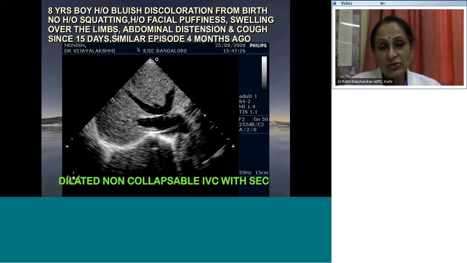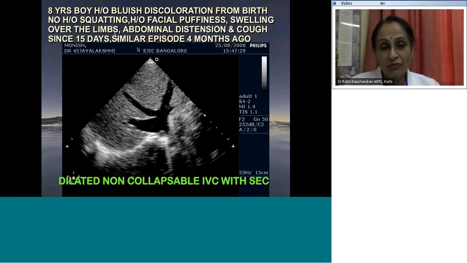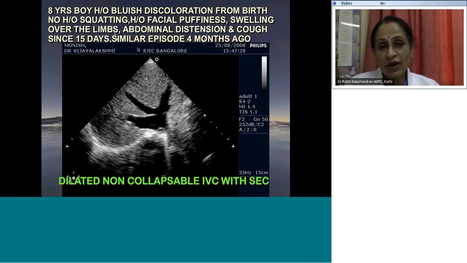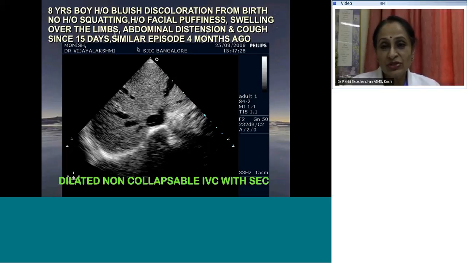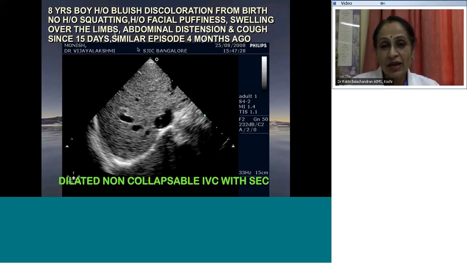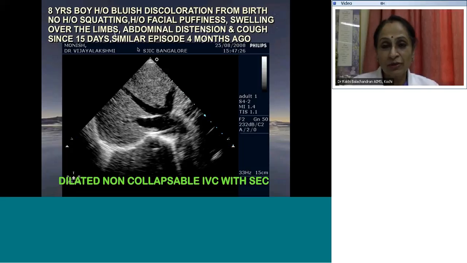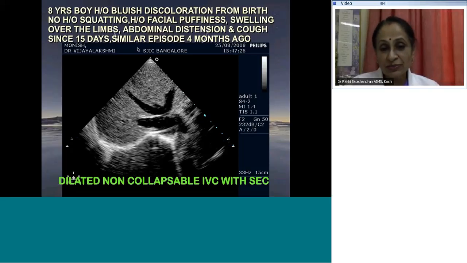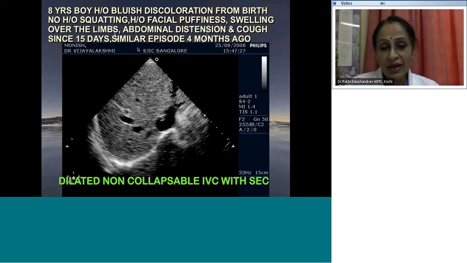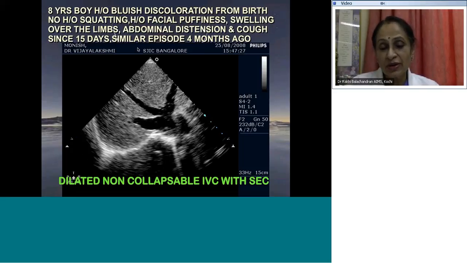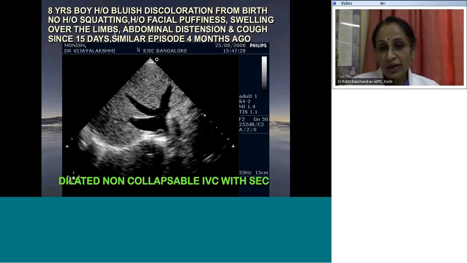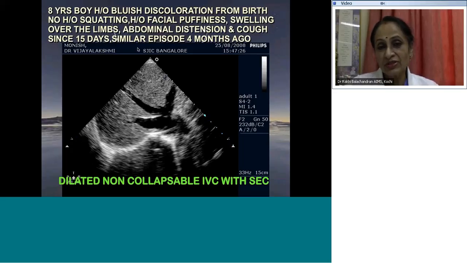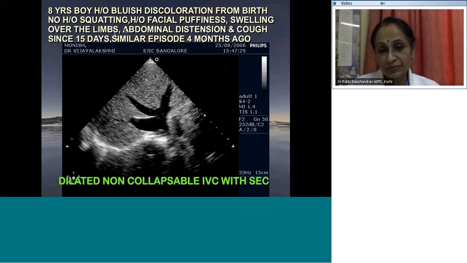And now this is the 8-year-old child, bluish discoloration from birth, no history of squatting, and history of facial puffiness, swelling over the limbs, abdominal distension, and cough since 15 days, and similar episodes are occurring for the past 4 months. What do you see? There is a dilated, non-collapsing inferior vena cava. Apart from that, what do you notice? In a dilated, non-collapsing IVC, what do you see?